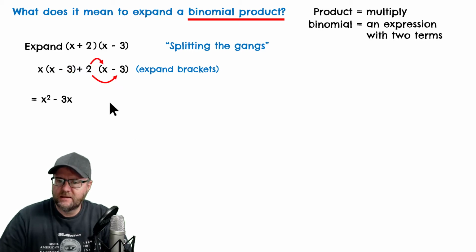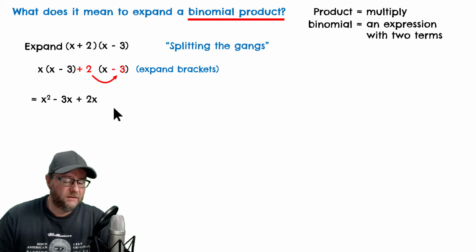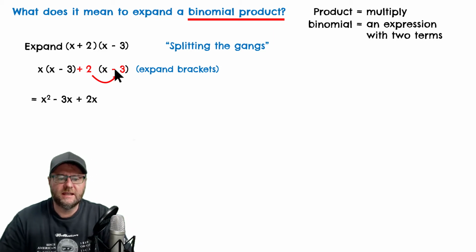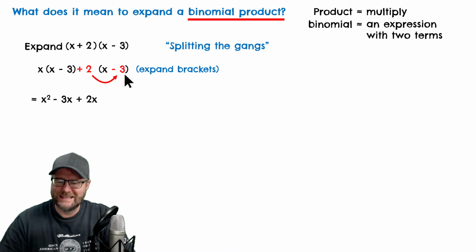So now let's expand the second set of brackets. Plus 2 times x gives me plus 2x. And plus 2 times a negative 3. Now, remember, we've got a positive times a negative here. So I like to just do the numbers first. It's going to be 2 times 3 is 6. But because I've got a positive and a negative, that will make it a negative 6.